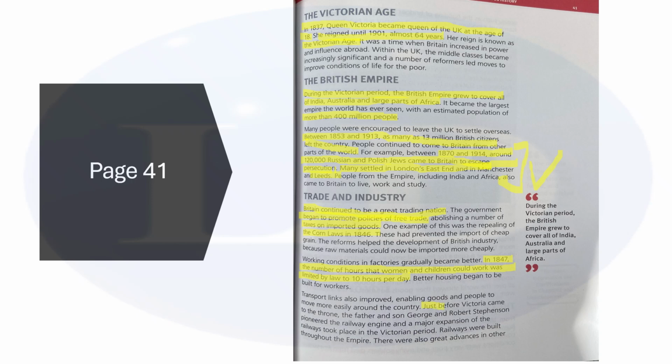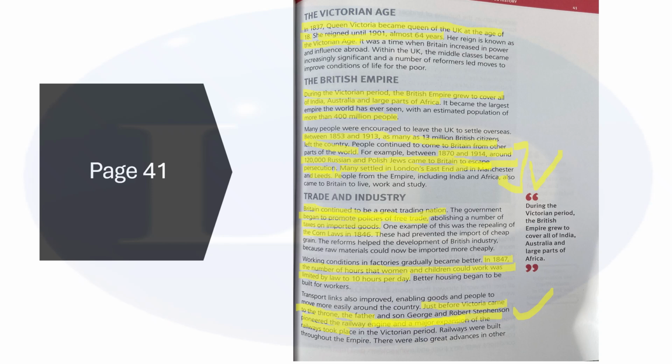I would start from here. Just before Victoria came to the throne, the father and son George and Robert Stephenson pioneered the railway engine, and major expansion of the railways took place. Okay, so there are two people. This is important. The father and son, George Stephenson and Robert Stephenson, pioneered the railway engine.